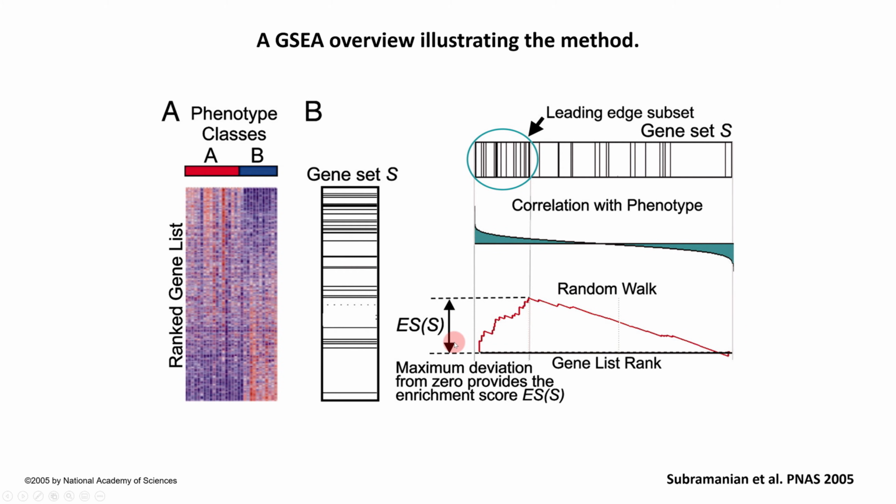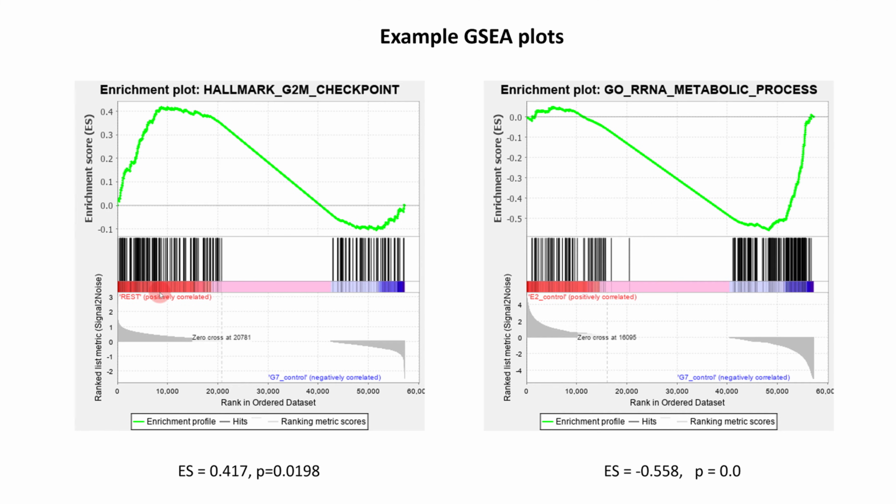It then calculates some numbers. So the height of this peak here is the enrichment score. And so the size of this enrichment score gives you a number for how enriched the gene set is in your data set. And it also gives you a probability for how likely this enrichment score is to be significantly different from random. These are the sorts of plots that you might see in a paper that has used GSEA to analyse changes in gene expression.